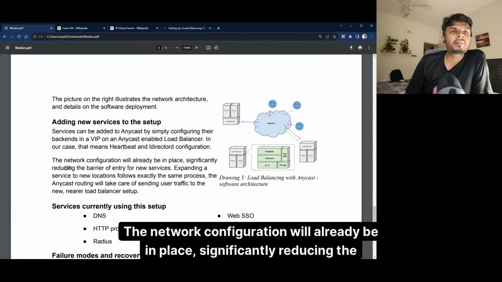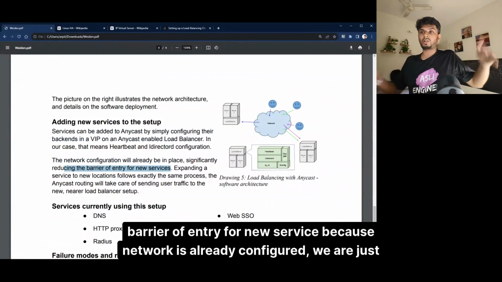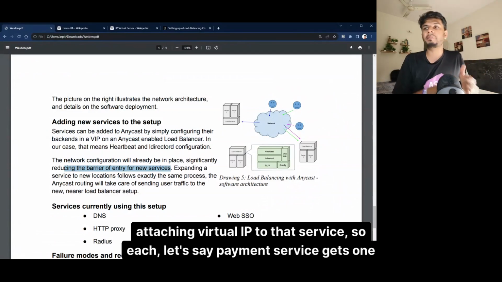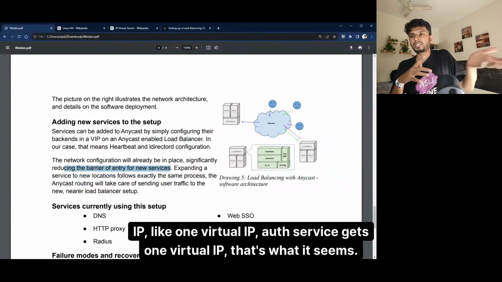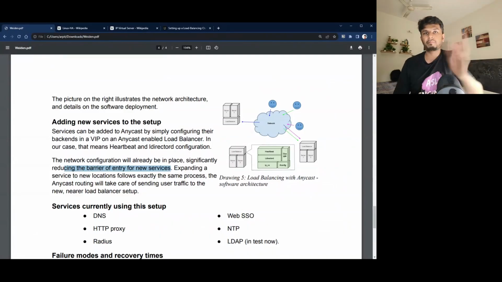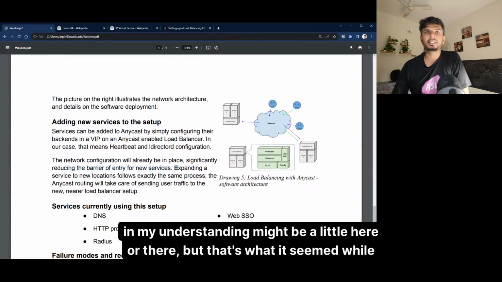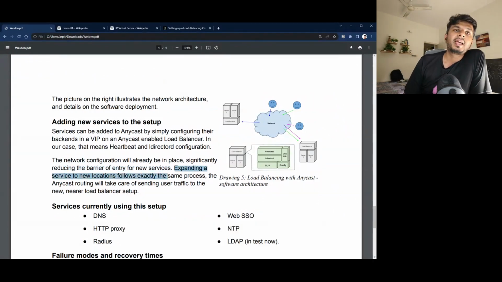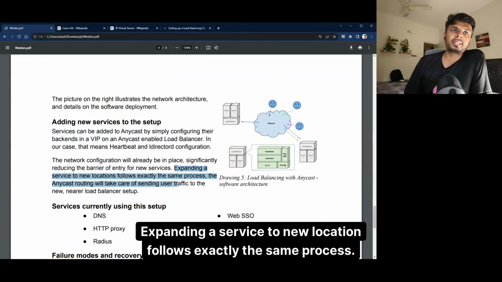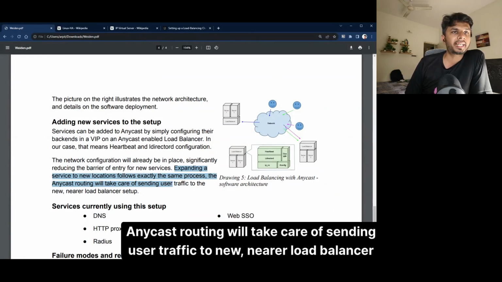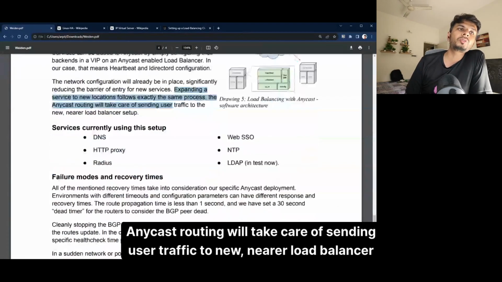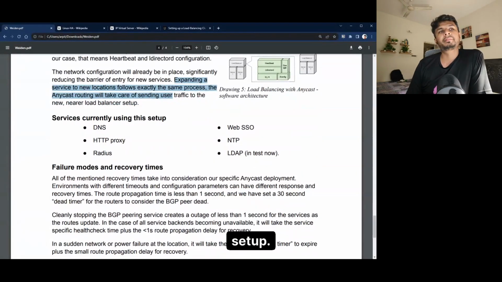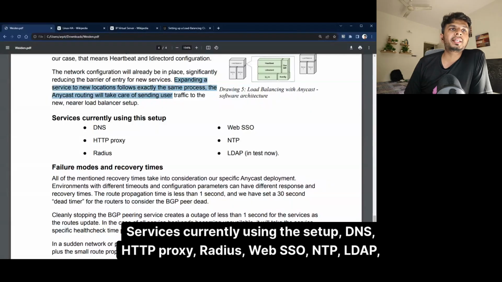The network configuration will already be in place, significantly reducing the barrier of entry for new service, because network is already configured. We are just attaching a virtual IP to that service. So each, let's say payment service gets one virtual IP, auth service gets one virtual IP and whatnot. That's what it seems, in my understanding, might be a little off here or there, but that's what it seemed while reading. Expanding a service to a new location follows exactly the same process. Anycast routing will take care of sending user traffic to the new, nearer load balancer setup. Services currently using the setup: DNS, HTTP proxy, Redis, Web SSO, NTP, LDAP.